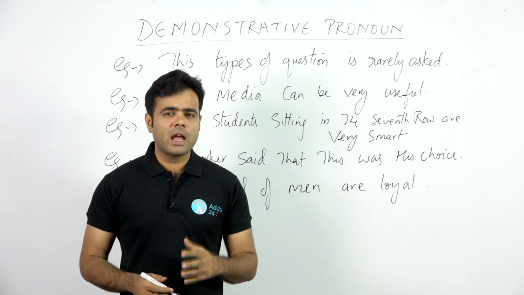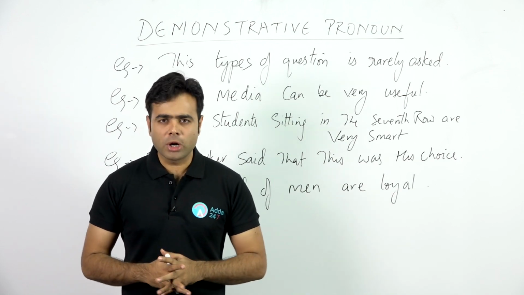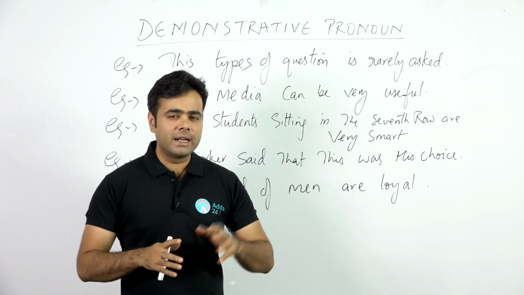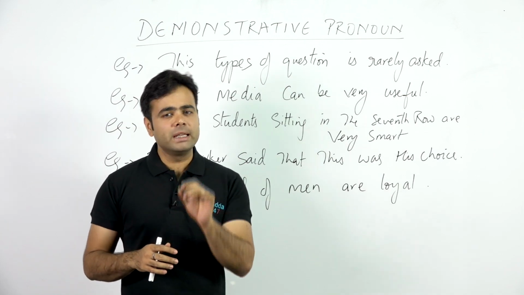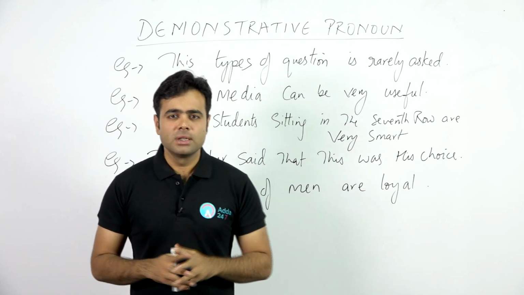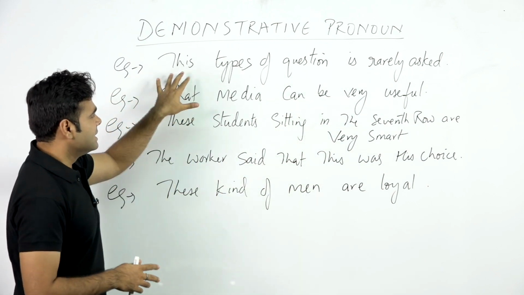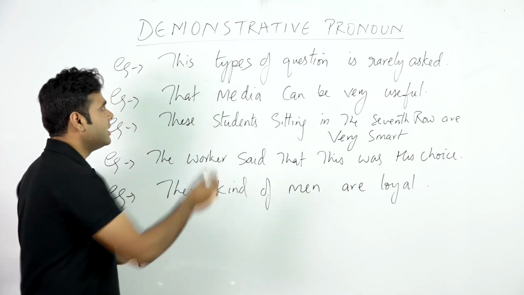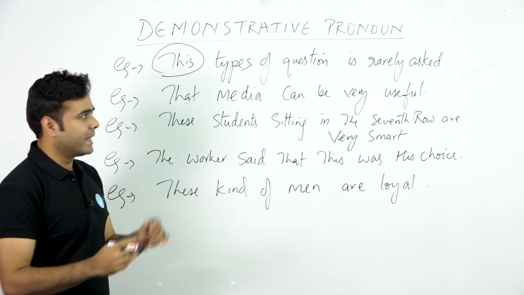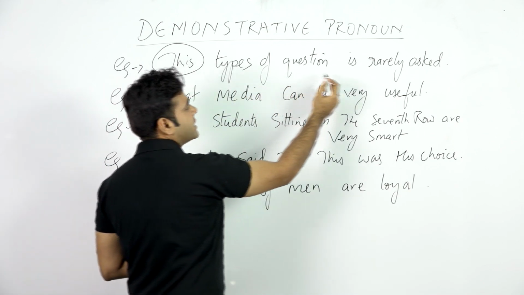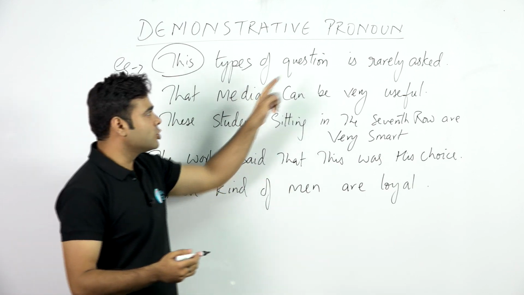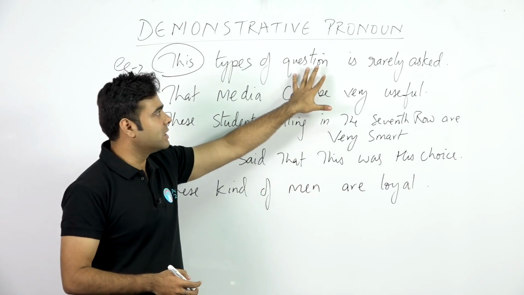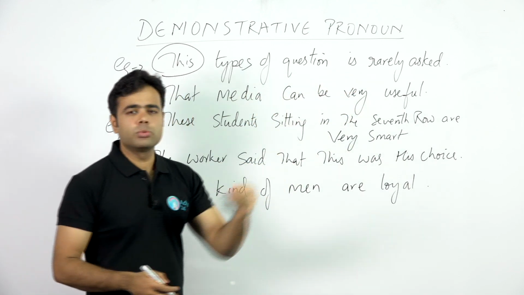Okay students, here I have written a few examples related to demonstrative pronouns, and it's very important that you pay attention to these sentences. First of all, I'll read the sentence for you, and after that I'll explain each and every condition related to these questions. Now students, the first example says: these types of question is rarely asked. In this sentence, if you notice, we are using the pronoun this. Many students, I believe, will find that it has to be changed. The question has to be changed into questions, and is has to be changed into are.